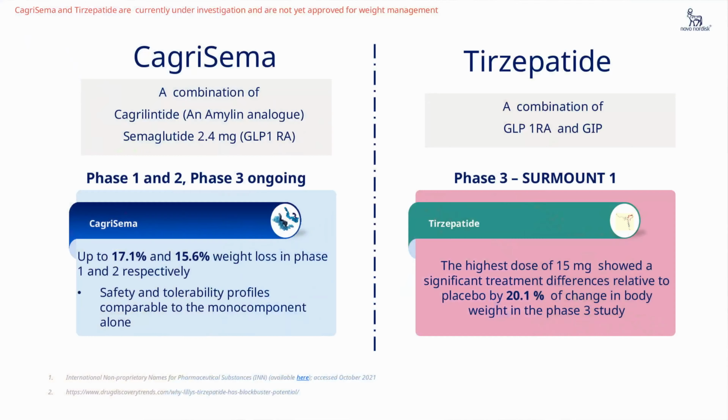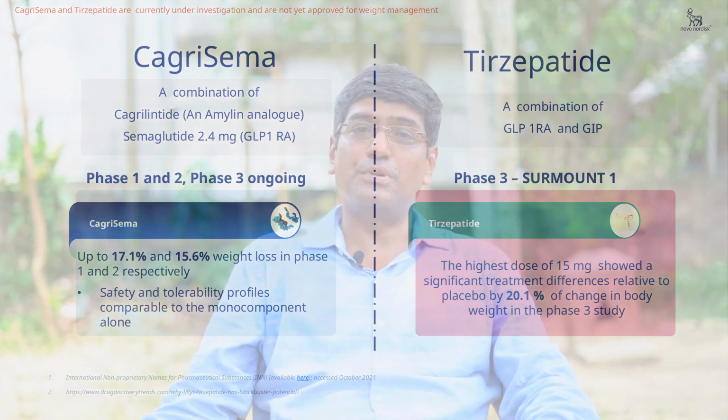There are several other compounds in the same category which are being processed at this point of time, and again the space in front of us looks very exciting because we are going to have newer molecules like CagriSema. Tirzepatide is also approved internationally but still not available in India. These are also drugs that would be useful in the management of obesity.